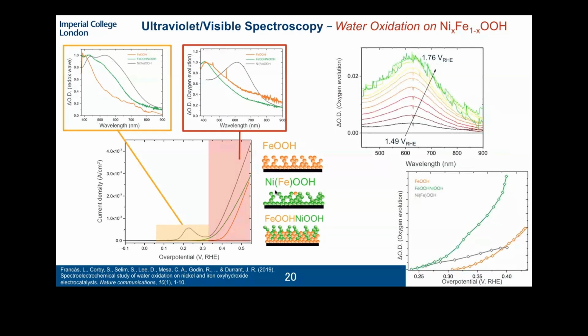You can also track how this absorption changes as a function of potential. And you see here that as you increase potential within the water oxidation region, you have an increasing amount of this absorption. And Andreas in the second half will be talking about how one can correlate the kinetics to the density, or to these changes in absorption that we have as a function of potential.